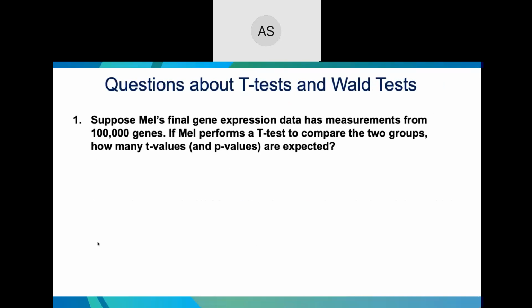So just to wrap up and make sure that we understand what we're getting when we run these tests, let's say Mel's final gene expression data has measurements from 100,000 genes from all the irises. If Mel performs a t-test to compare the two groups, how many t-values and p-values would be expected from this experiment?